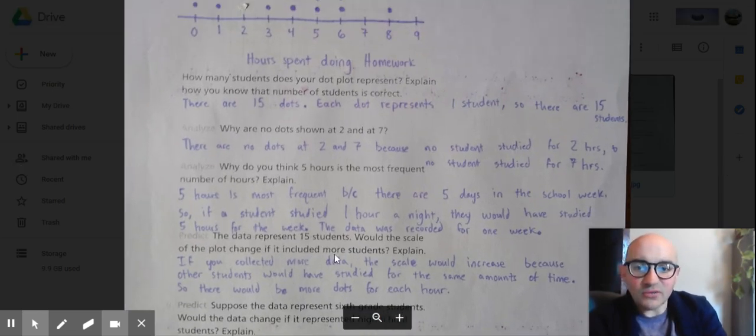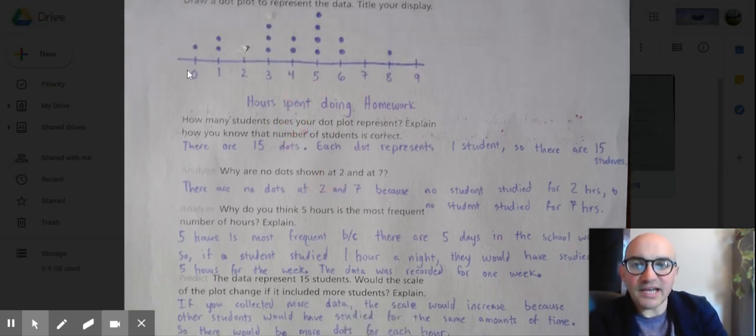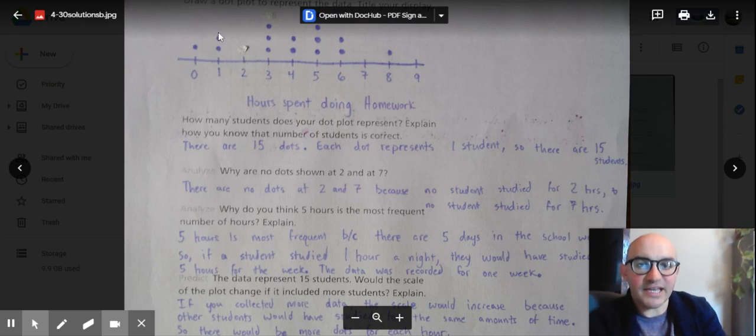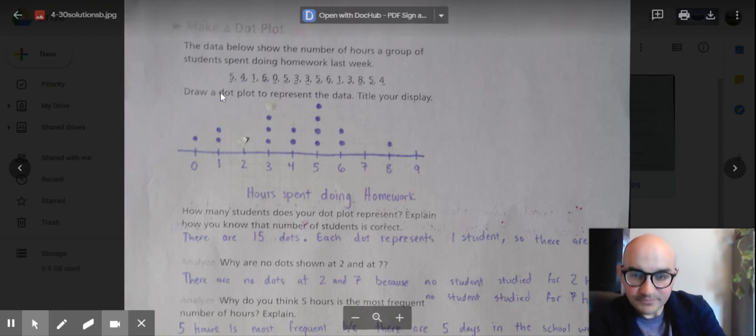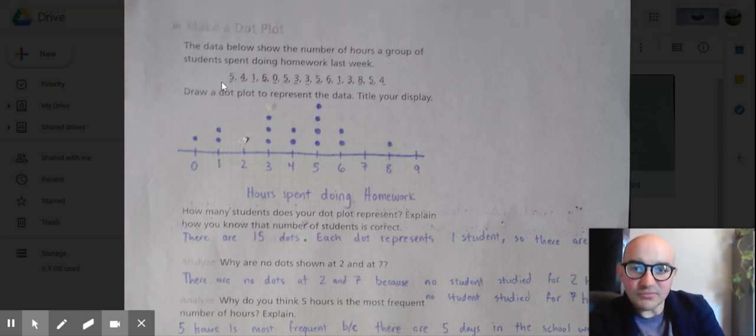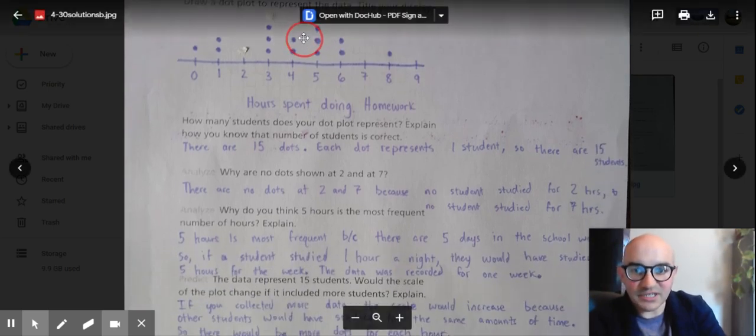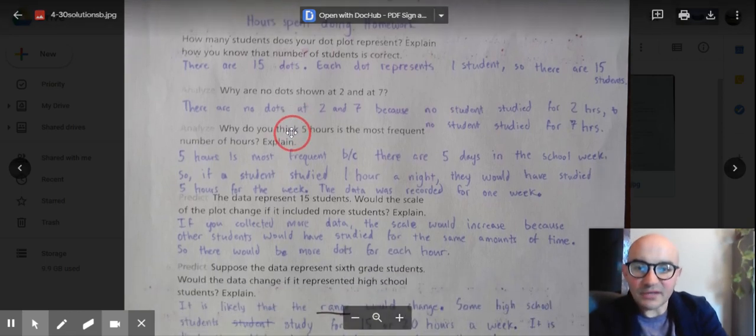So would the scale of the plot change if it included more students? Well, if I had, let's say, 10 more students that recorded 1 hour a week, my scale would need to be increased way up here, something like that, where my mouse is right now. So yes, the scale would increase if we added students because there would be more data to collect, and presumably their data would be similar to these data. There's no reason to think it'd be significantly different. So that is my answer there.